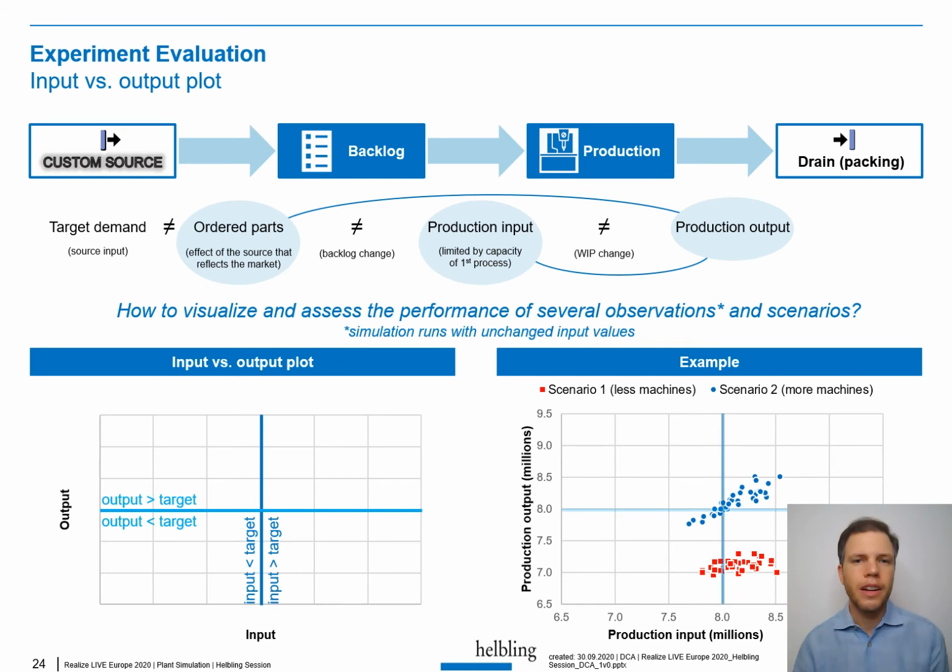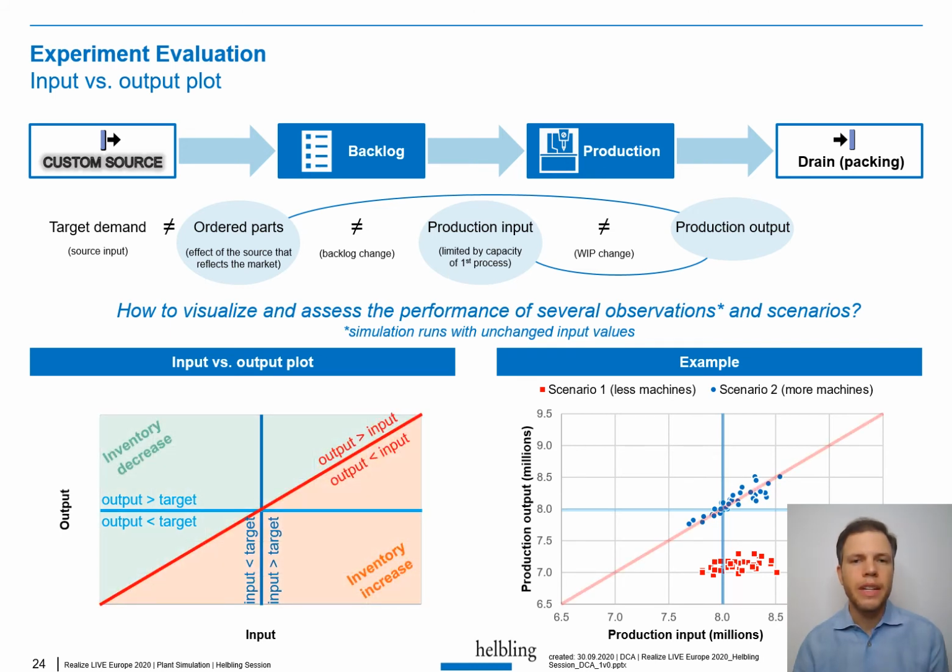These vertical and horizontal lines represent the target demand, so 8 millions in this example. And the diagonal represents input equal output, so all points below the diagonal mean an increase in inventory or backlog. Now comparing the results of these two scenarios, you can see that scenario 1, that uses less machines, does not have enough capacity to process the input.